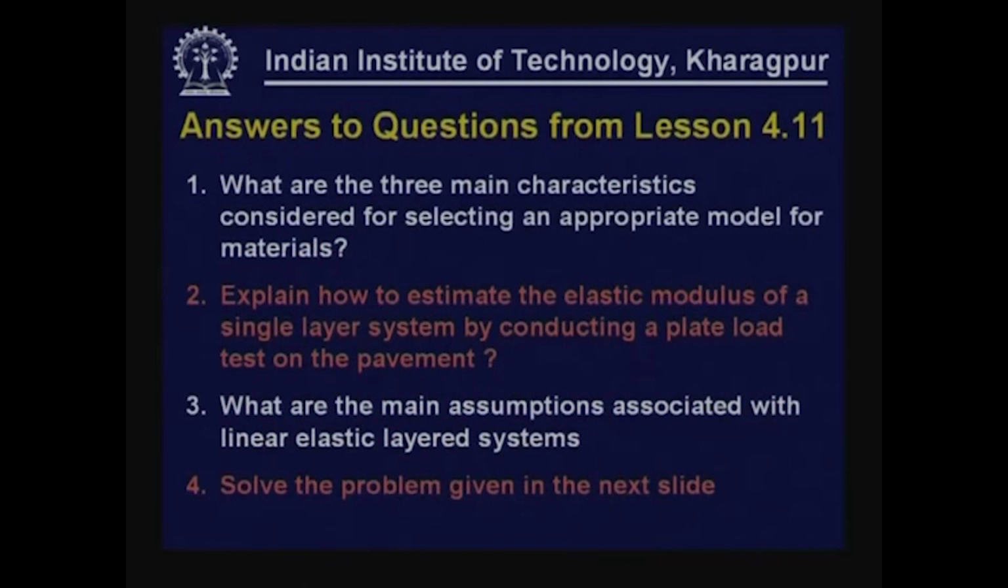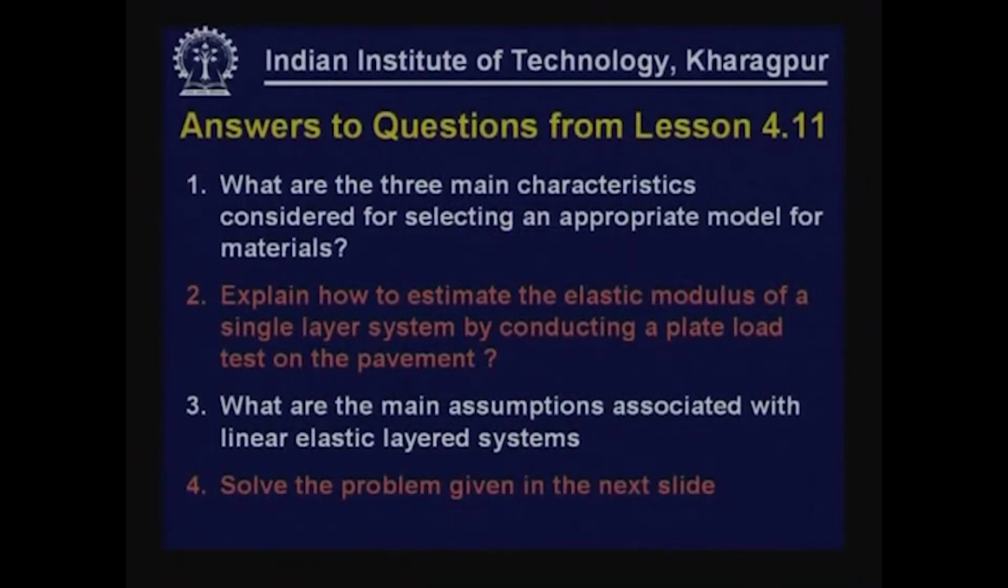Now we will have answers for the questions that we asked in lesson 411. What are the three main characteristics considered for selecting an appropriate model for materials? The three main characteristics are, first, the relationship between stress and strain, whether it is linear or non-linear. Second, the response of the material after the applied load is released, whether it is instantaneously elastic, complete recovery over time, or partly not recovered, some is recovered. So accordingly, terms such as elastic, plastic, viscoelastic, and various combinations of terms can be used to describe the material.